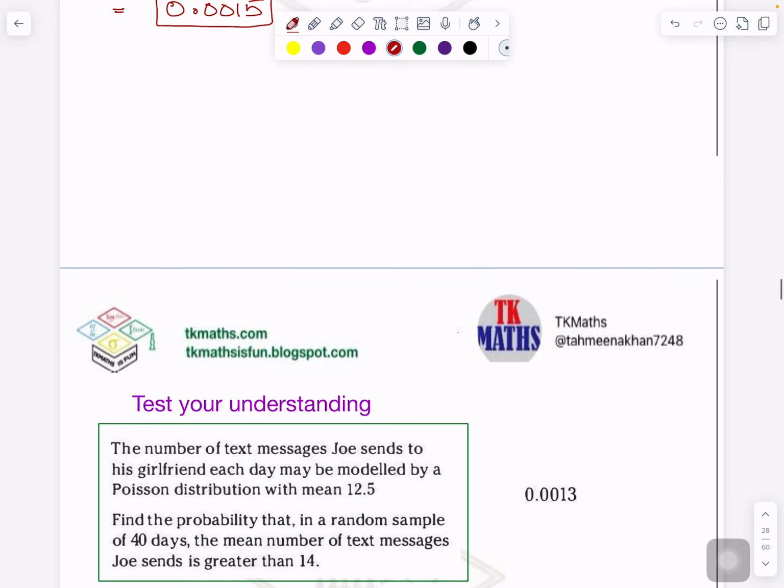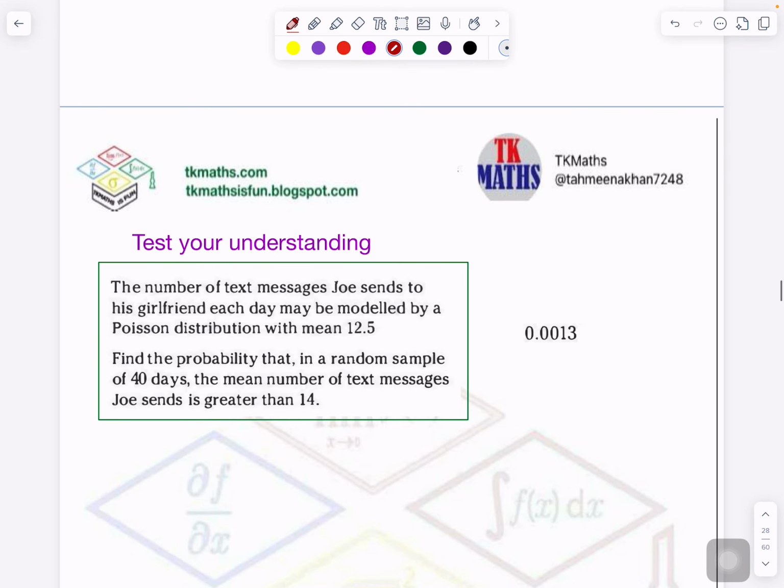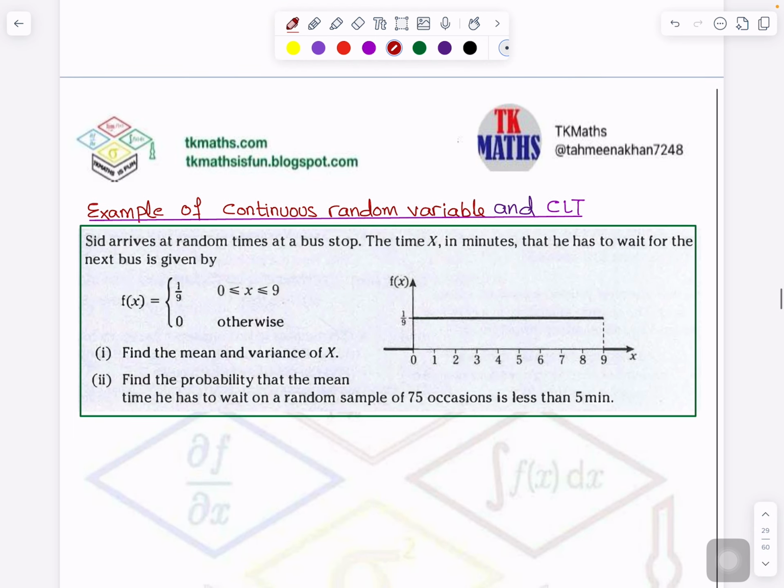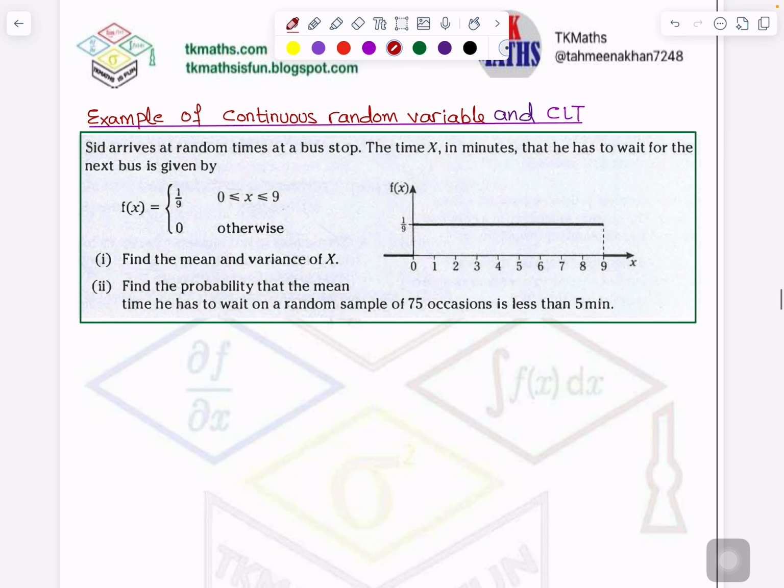So now let's see the last question, and here is a question for your own understanding. You have to test your understanding, so the question is given here for you. Now the last question, which is connected with continuous random variable. The first part of the question is saying find the mean and variance. So this is totally in terms of what we have already done.